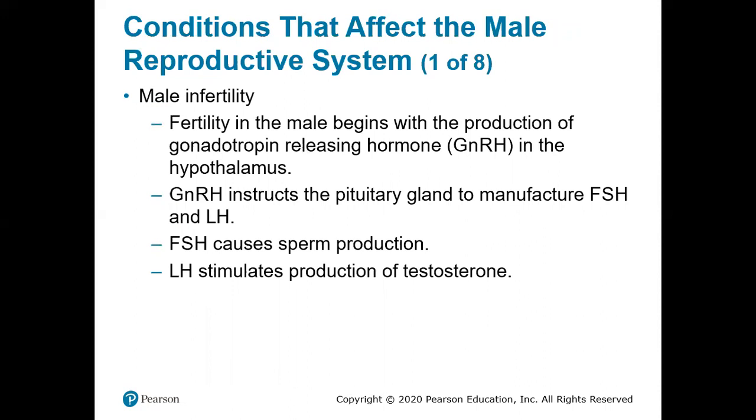So, male infertility. Fertility in the male begins with the production of gonadotropin releasing hormone, GnRH, in the hypothalamus. GnRH instructs the pituitary gland to manufacture FSH and LH. FSH causes sperm production. LH stimulates production of testosterone.